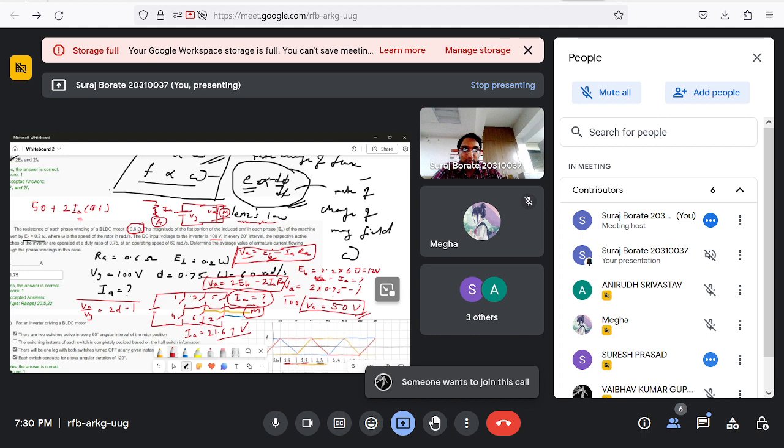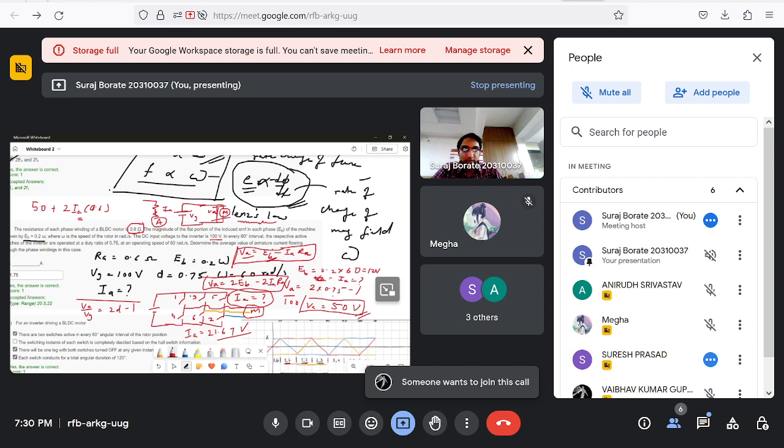So the statement that the switching instance of each switch is completely decided based on Hall switch information is not true. It is actually the reverse: the switching instance generates this information. Also, by just looking at the Hall switch information, you cannot directly conclude anything; you need more knowledge. There will be one leg with both switches turned off at any given instant. This we have already discussed.